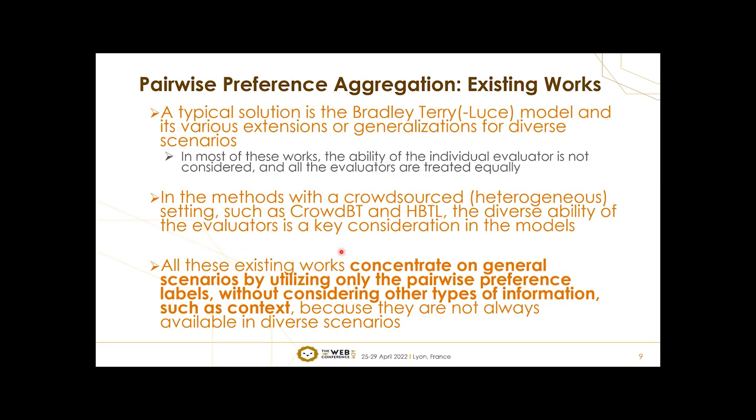For the existing work, there are some methods for pairwise preference aggregation, and the typical one is the BT model. Some models also consider the heterogeneous setting, such as CrowdBT and HBTL, which consider the diverse ability of the evaluators. But all this existing work concentrates on general scenarios by utilizing only the pairwise preference labels, without considering other types of information such as the context, because they are not always available. The contexts are not available in all scenarios.